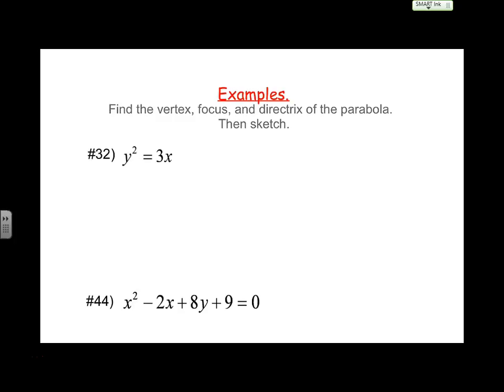Find the vertex, focus, directrix of the parabola, then sketch it. So this is a little different. They didn't give you a graph, but they didn't give you clues. What did they give you? The equation, yeah, and they're having you find the clues yourself. So this one they're having you work backwards.